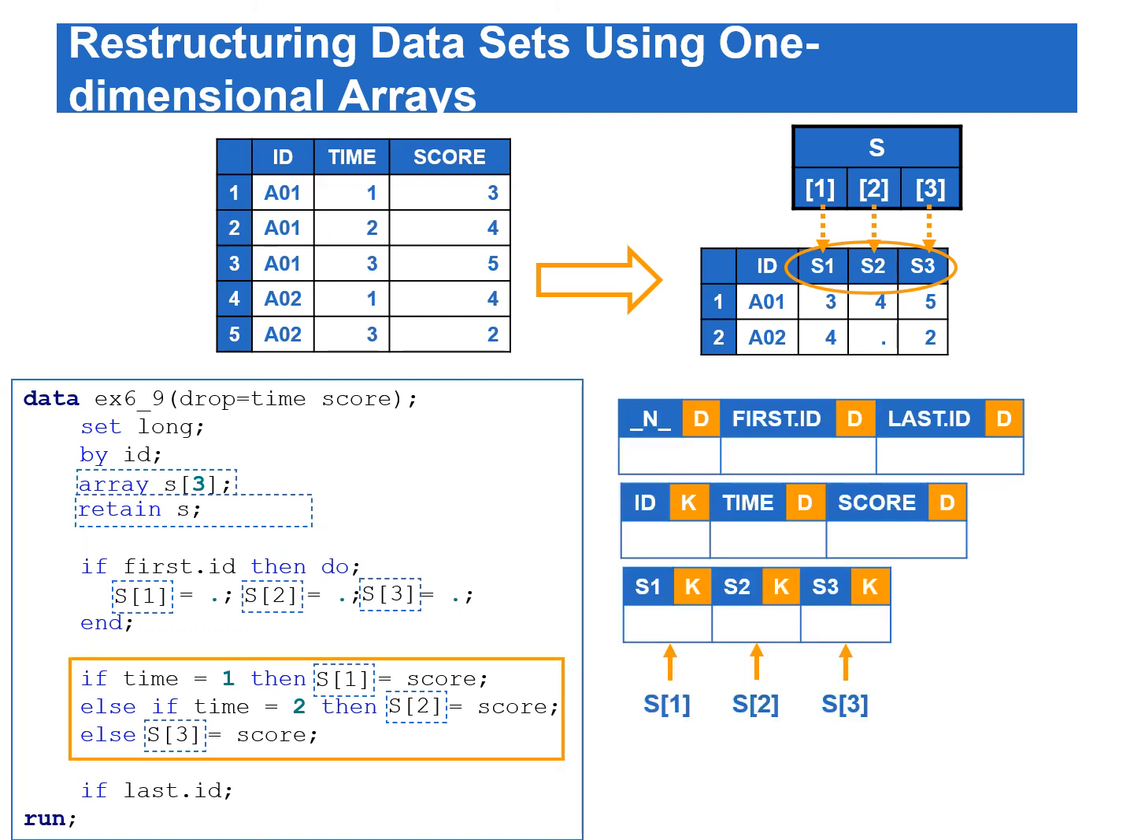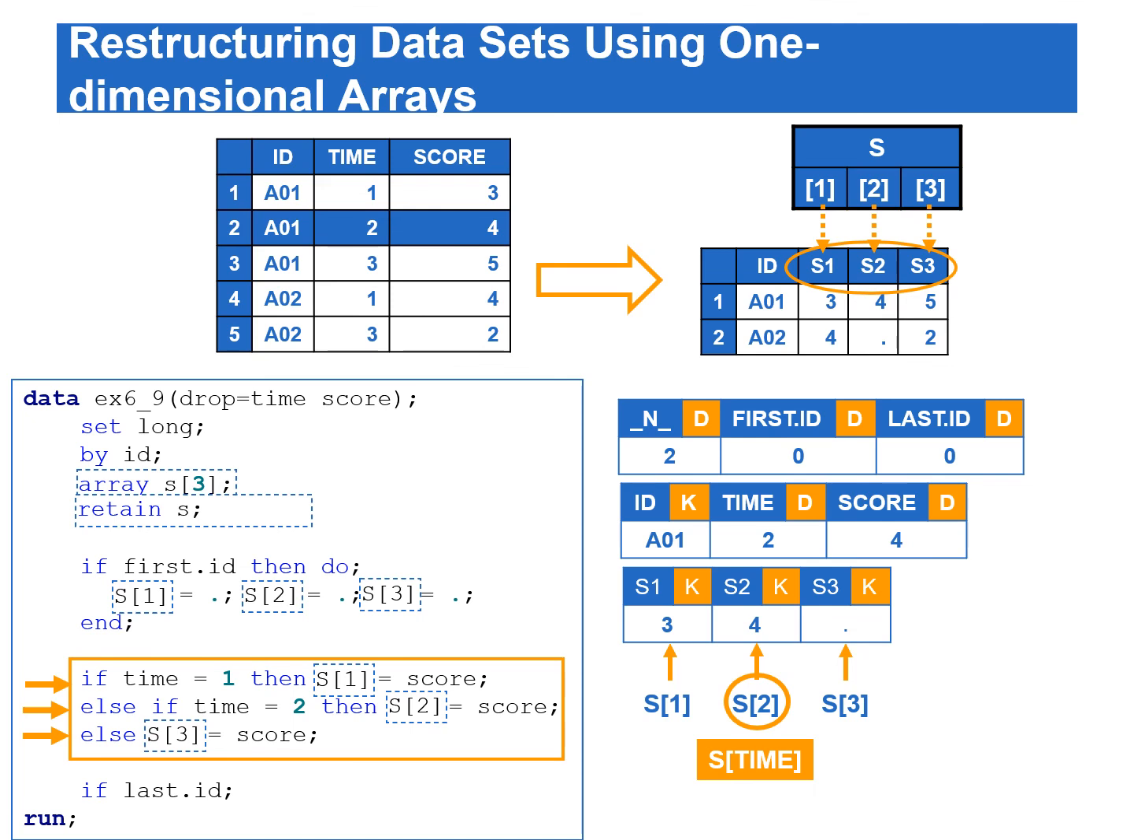To modify the multiple if-then statement, we need to understand the contents in the PDV at each iteration of the data step execution. For example, when SAS process the first observation, the time variable equals 1 at this point. When the if-then statement executes, S1 is assigned with the value from the score variable. S1 is equivalent to S_time, by using the time variable as the subscript in the array reference.